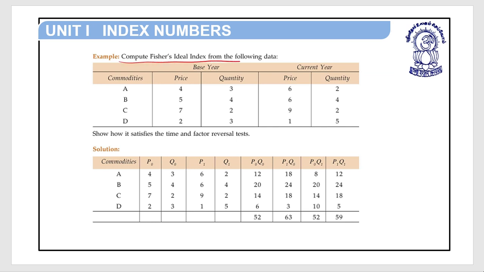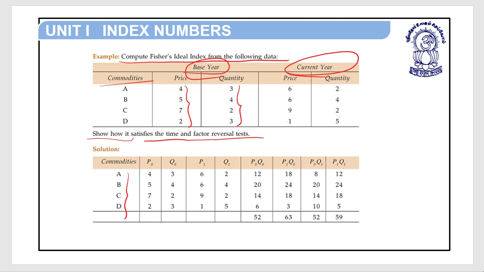Example: compute Fisher's ideal index from the following data. Commodities A, B, C, D. Given price 4, 5, 7, 2 and quantity 3, 4, 2, 3 for the base year, and price 6, 6, 9, 1 and quantity 2, 4, 2, 5 for the current year. Show that it satisfies the time and factor reversal tests. Commodities as it is, A B C D, P0 and Q0 for price and quantities because this is the base year. For the current year, take P1 Q1.